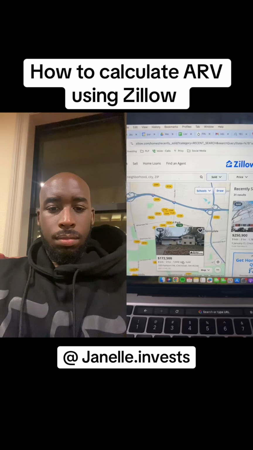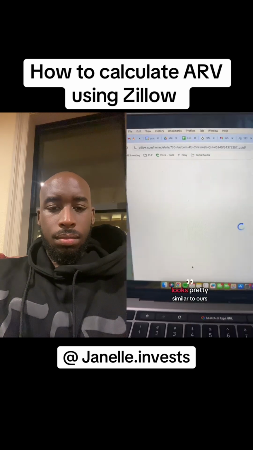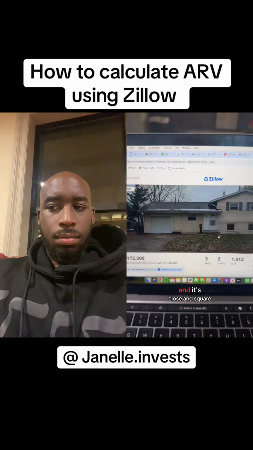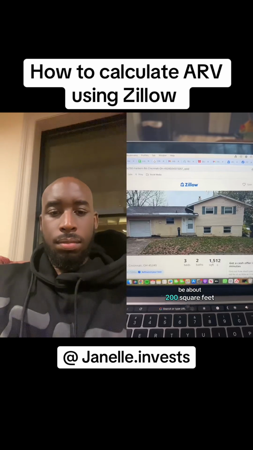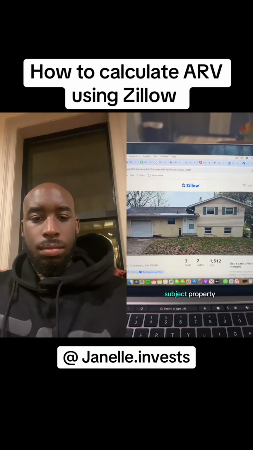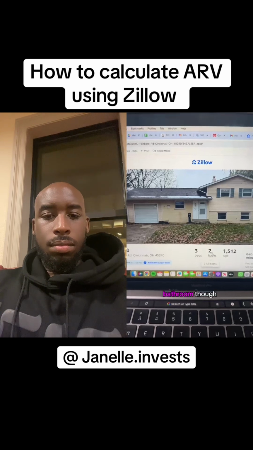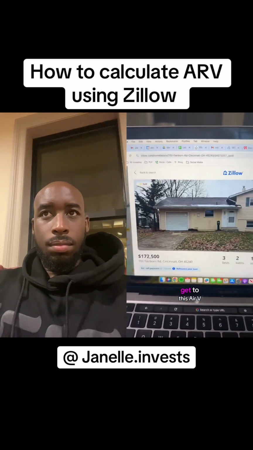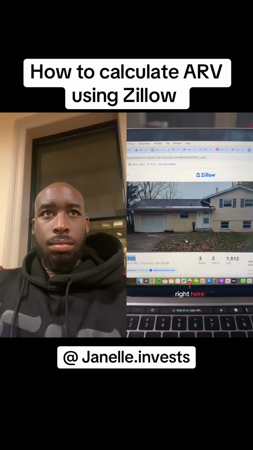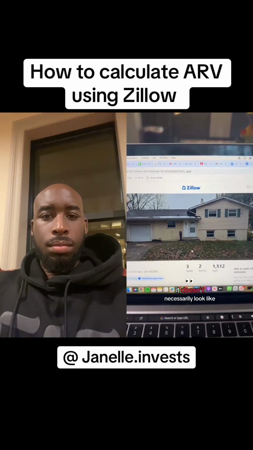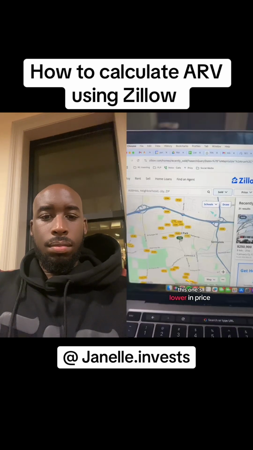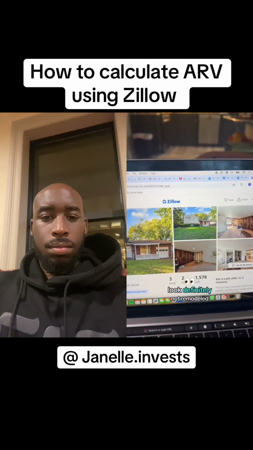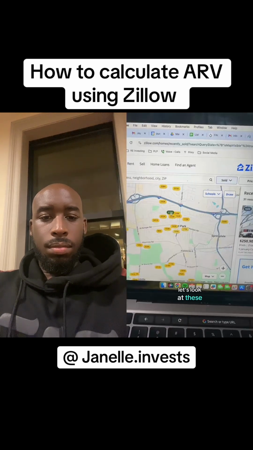I'm going to start with these because they're the closest. 3-bedroom, 2-bath, 1,500 square feet. It looks pretty similar to ours and it's close in square footage size. You want to be about 200 square feet plus or minus the subject property, so this will fit. It does have an extra bathroom though, so we might have to add that to get to this ARV right here. But it also looks like it needs some work. It doesn't necessarily look like it's remodeled, so let's try to find something else. This one's lower in price, but let's take a look. Definitely not remodeled, so let's keep looking.